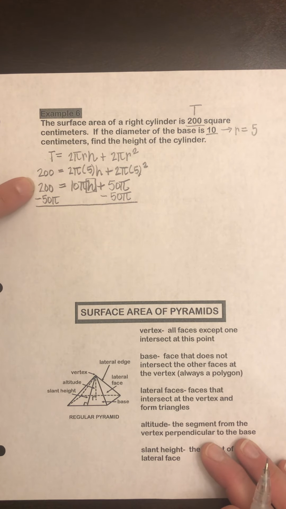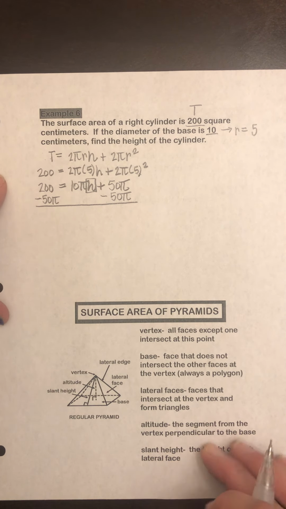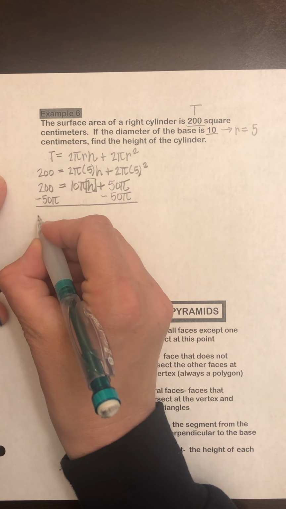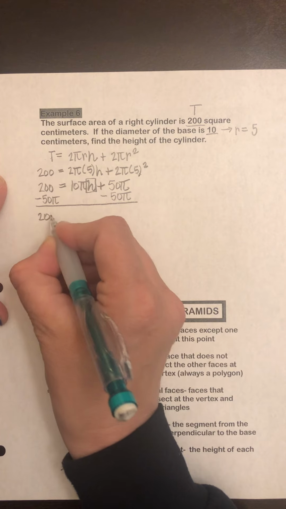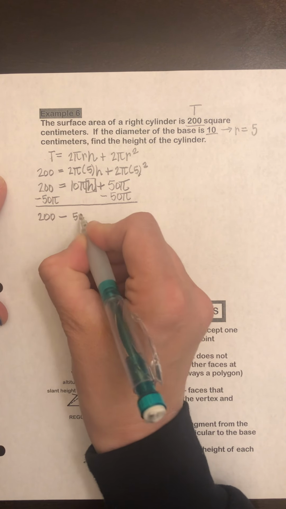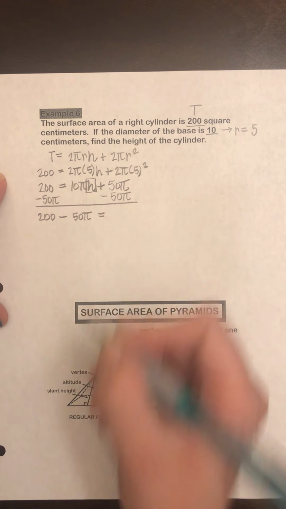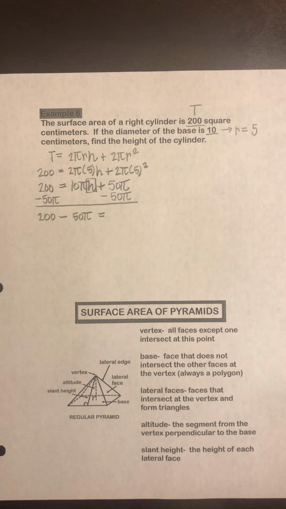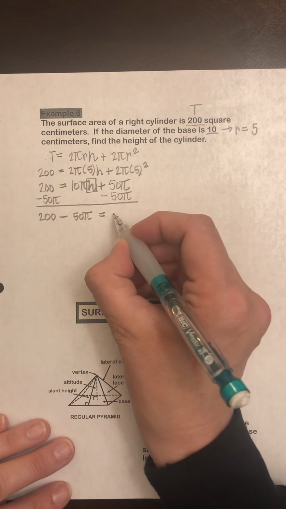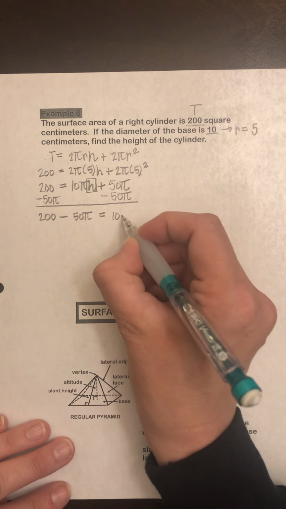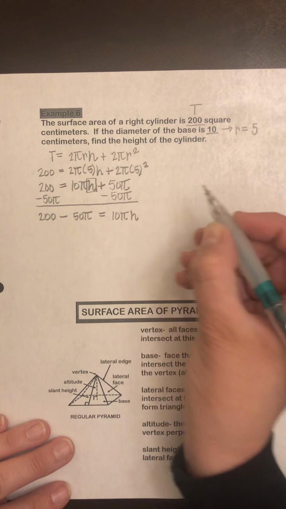Now notice the 200 doesn't have a pi. So I can't subtract those and make it 150 pi. So I'm going to write 200 minus 50 pi. Just write it like we see it, because they're not like terms. You can't subtract them right now. And then that's still equal to 10 pi h.